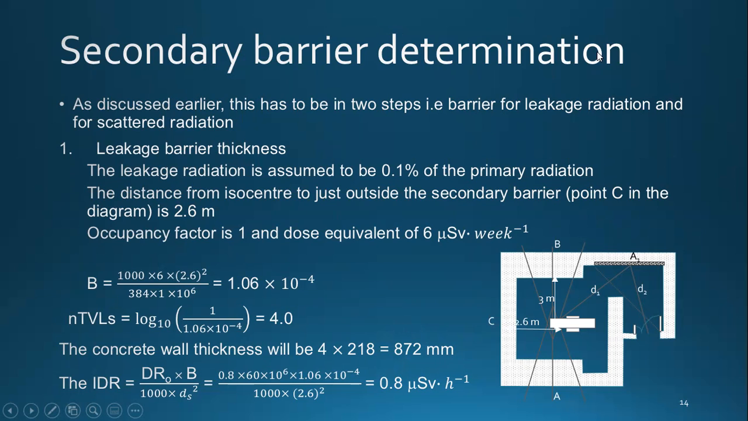And we need 4 tenth value layers, so you multiply this, you get 872 millimeter as the barrier thickness for leakage radiation. The instantaneous dose rate at this point can be determined using this equation, that is the dose output rate into barrier transmission factor divided by 1000 into the distance square, which is 2.6 square. The dose output rate is determined by multiplying the output per minute into 60, that is the hour, and 10 power 6 is to convert into microgray. And you get an instantaneous dose rate value of 0.8 microsievert per hour.